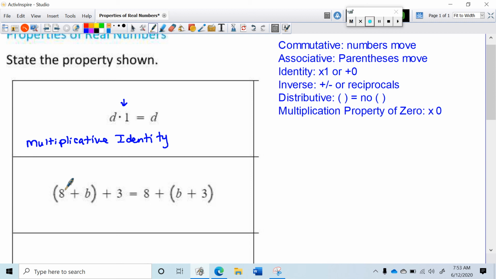Okay, so on the next one, if you look in front of the equal sign, I have 8, B, and 3. After the equal sign, I have 8, B, and 3. Those are in the same order, so the numbers did not move. But if you notice the parentheses, they're moving. They were in the front, and now they're in the back. So this is the associative property. And if I wanted to be even more specific, since everything's adding, I can put of addition.